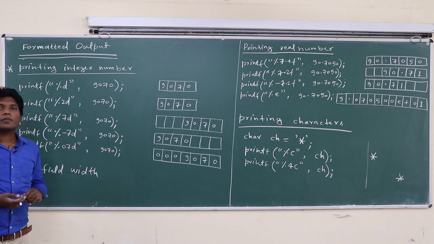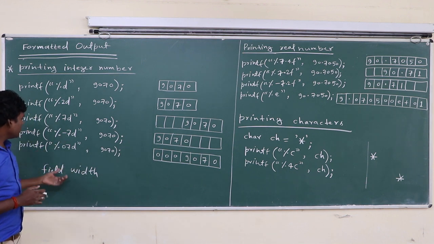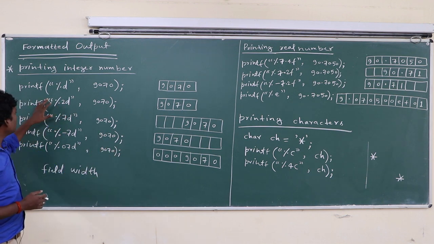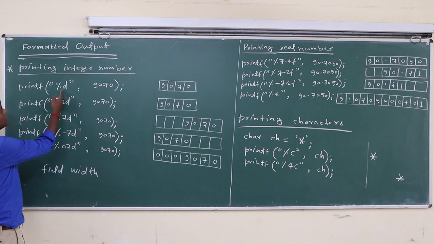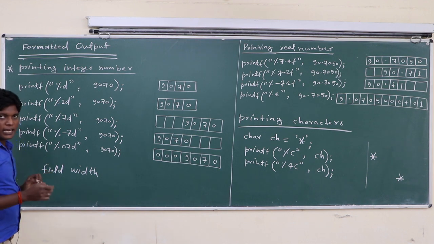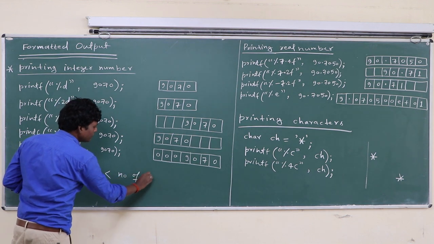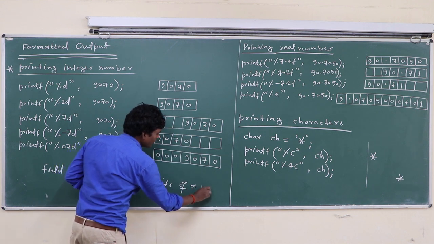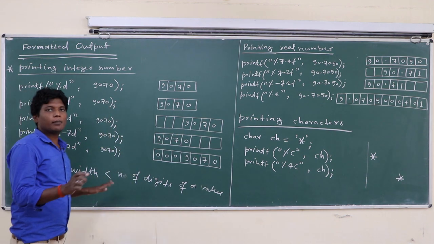So what will be the effect of these field widths on output? We are going to check the effect of these field widths on output. So class, here there is a 1 hidden. When the field width is less than the number of digits of a value, then it is printed normally.